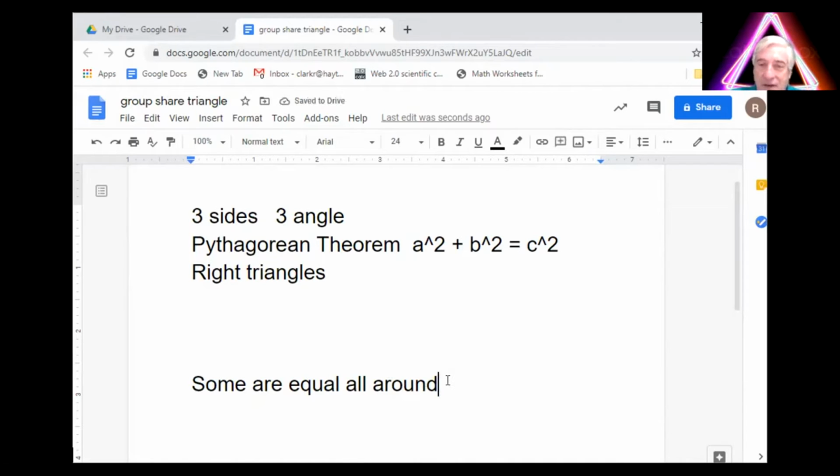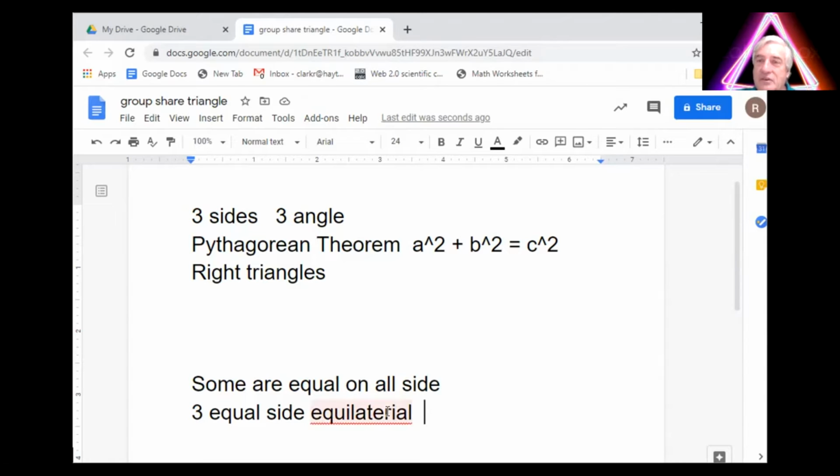And all around, triangles aren't round. So let's rephrase that. Some are equal on all sides, because all around really doesn't work for me with a triangle. 3 equal sides. We call that equilateral. And you know how Professor Pi is with spelling. You know how most mathematical teachers are with spelling. Somebody check that. Make sure I spelled it right. We call that equilateral.